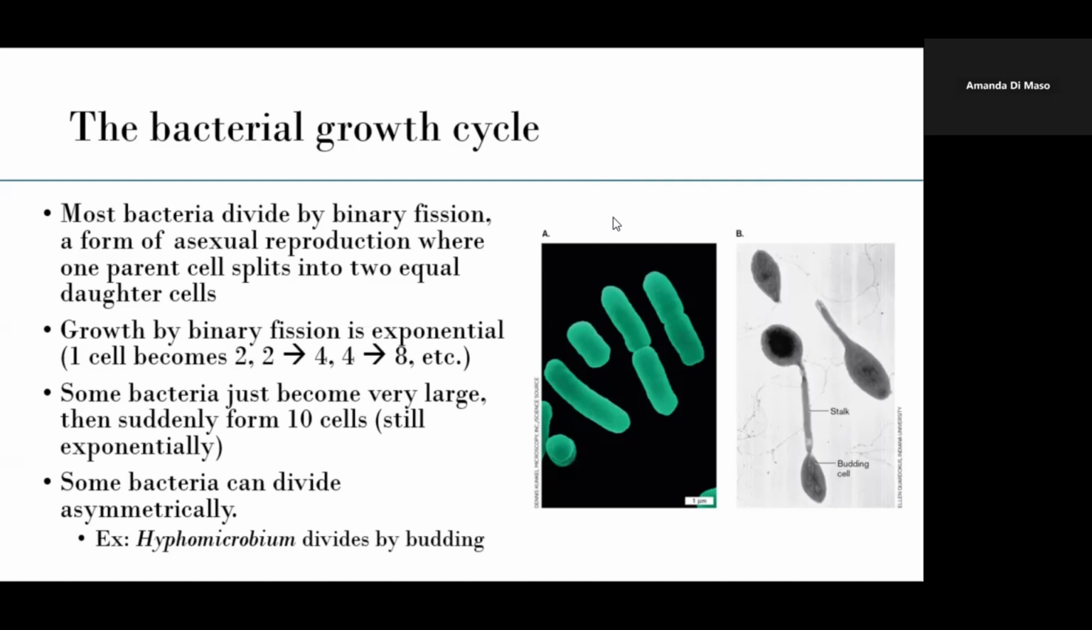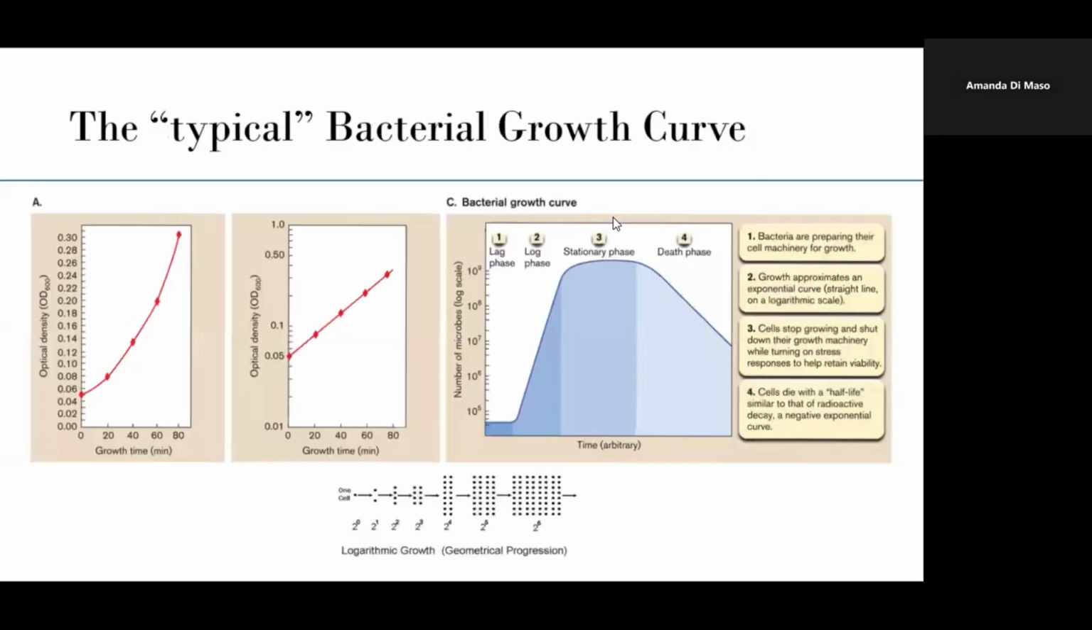Now, some can divide asymmetrically. So we have this weird Hyphomicrobium that divides by what we call budding. We don't really need to know those weird examples or exceptions in this. That's the only type your book brings up. So I just thought I'd bring it up to say there are other ways that cells divide, but we're just focusing on this binary fission to produce exponential growth.